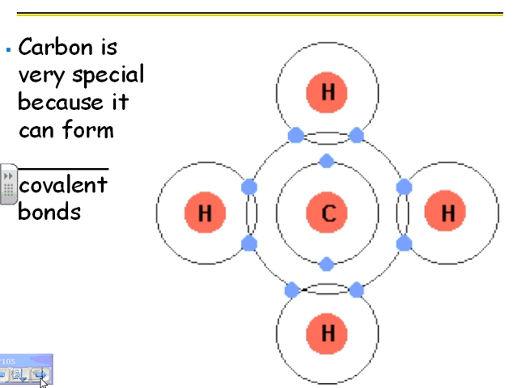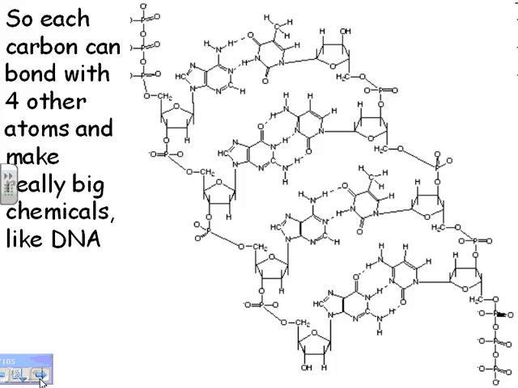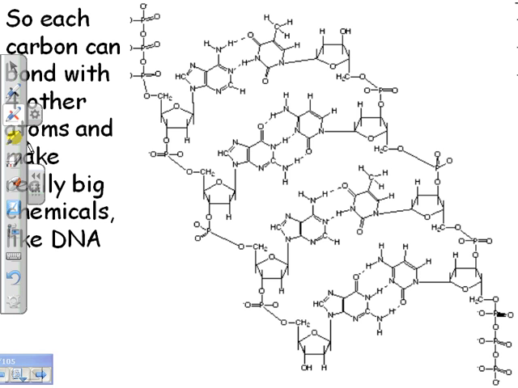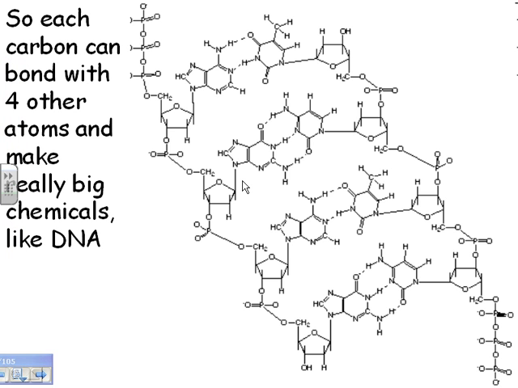Carbon is very special because it can form how many bonds, Davy? 4. Good. So each carbon can bond with 4 other atoms and make really big chemicals like this. This is DNA. But look, there aren't any carbons in there, though. I know. So here's the thing. Organic chemists get so sick of writing carbon because it's the basis of all life, and so they just don't even write it in where it is. So any spot that you see abandoned, that's really carbon. All these spots are carbon.